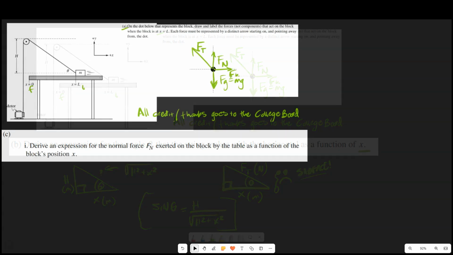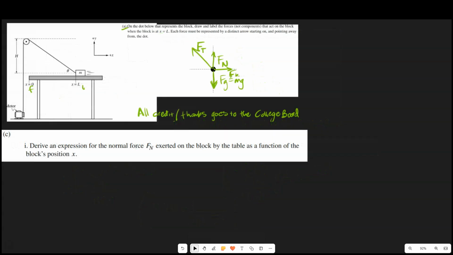Okay, and next up for C, it says derive an expression for the normal force Fn exerted on the block by the table as a function of the block's position x. So notice that they are labeling this normal force as F sub n. We should try to match their variables as well. Even if you typically write this as a capital N, write it as an F sub n here.